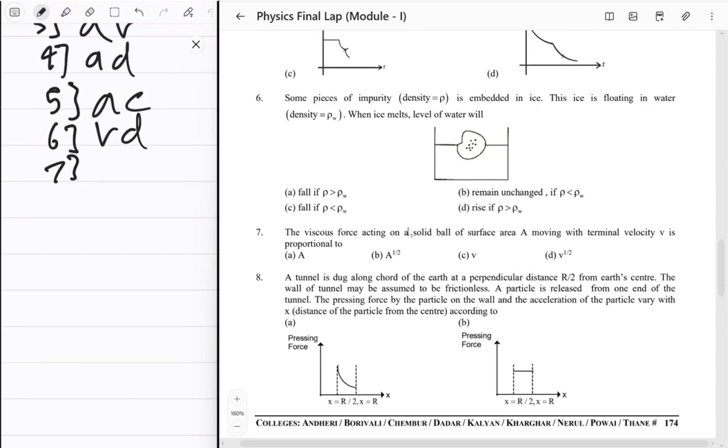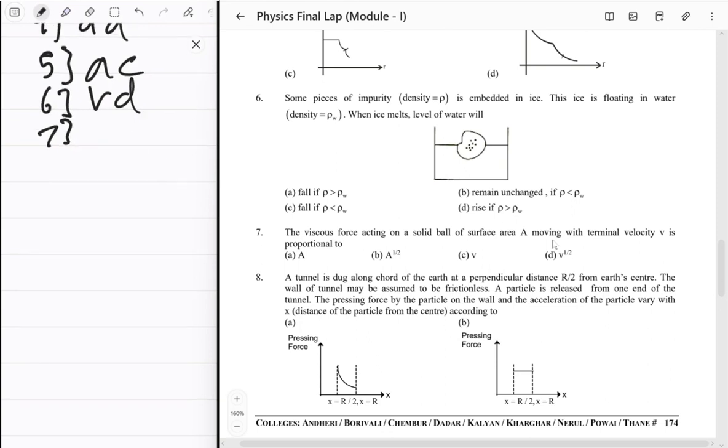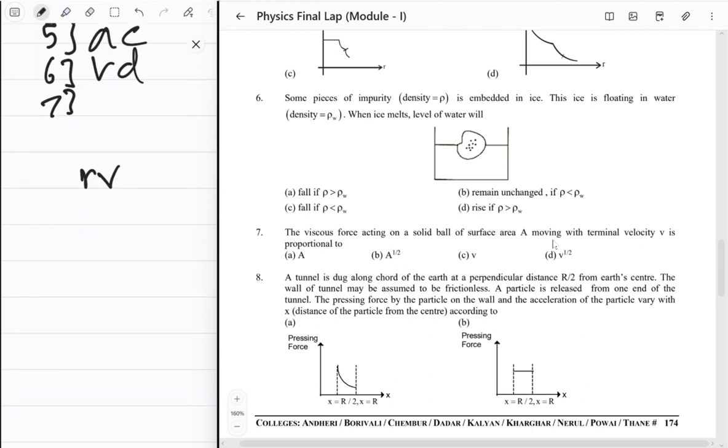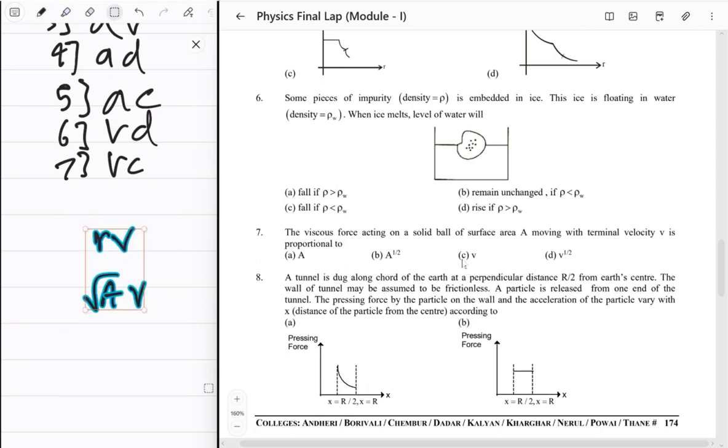Seventh: the viscous force acting on a solid ball of surface area A moving with terminal velocity V is proportional to... surface area A, right? Viscous force. Seriously, solid ball. So it's proportional to r, and then it's proportional to v, right? Viscosity is also there, but leave that. And then r is proportional to square root of A, so A to the power 1/2, and then v. So B is there and C is there. BC.